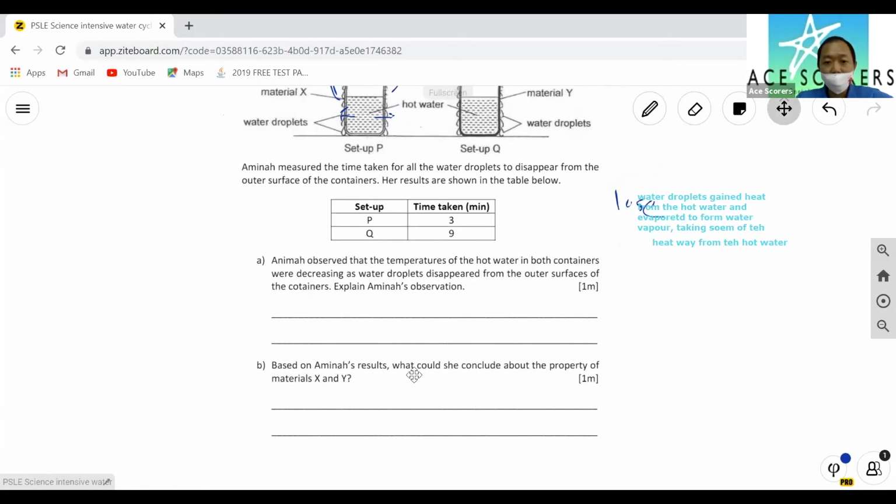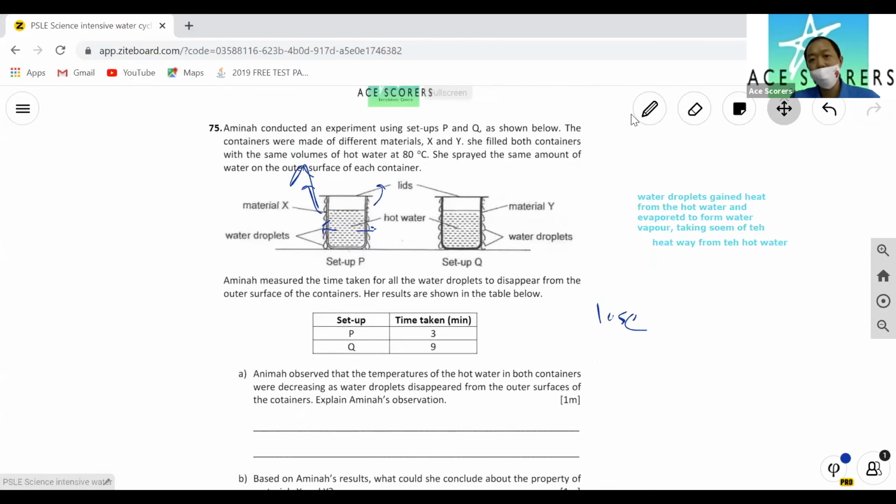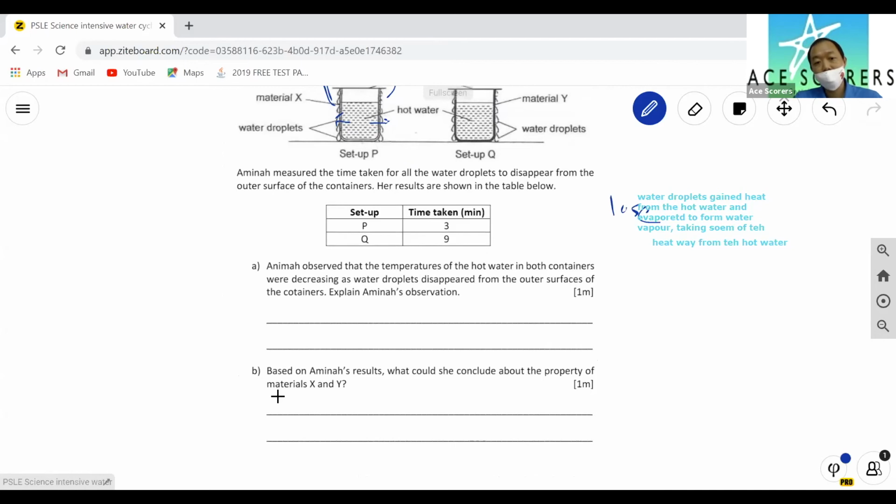So based on Amina's result, what can she conclude about the property of X and Y? So X must be a better conductor, right? X is a better conductor of heat. Let's put here: a better conductor of heat than Y. Okay, so that's the conclusion.